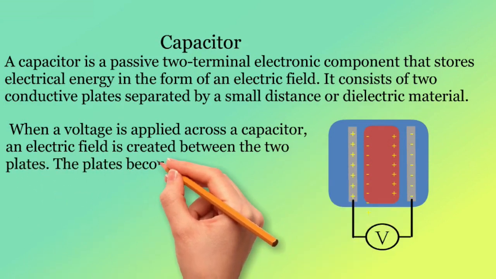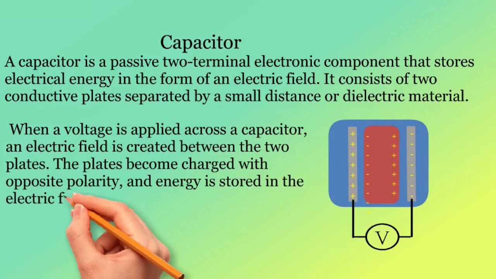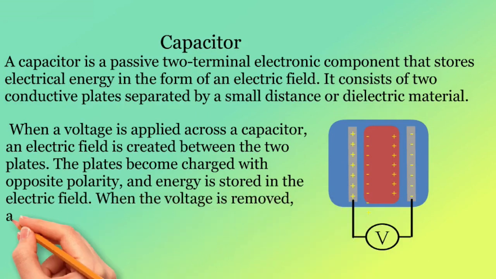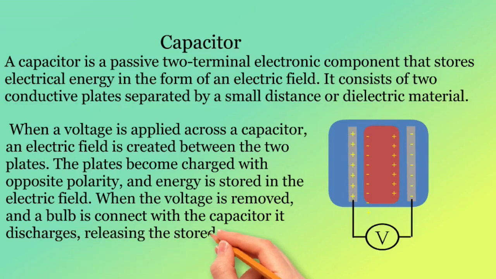When a voltage is applied across a capacitor, an electric field is created between the two plates. The plates become charged with opposite polarity, and energy is stored in the electric field. When the voltage is removed, the capacitor discharges, releasing the stored energy.